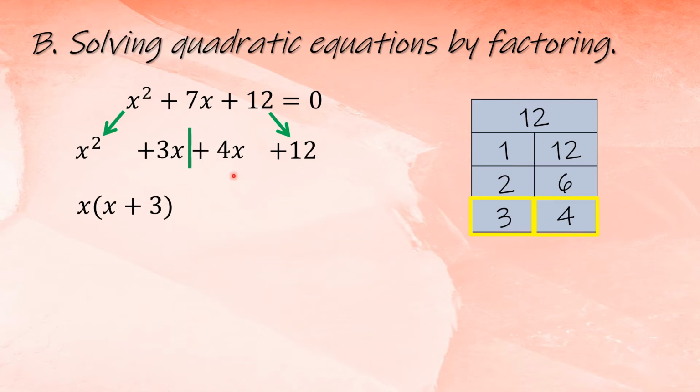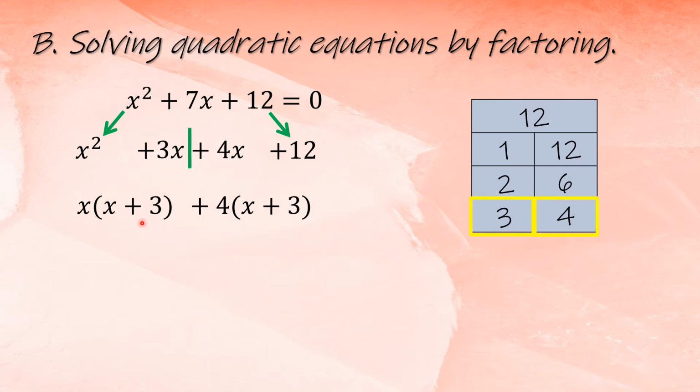Now, let us now find the factors of positive 4x and positive 12. The common factor of 4x and 12 is 4. Because 4 can be divided into 4, and 12 can also be divided into 4. So, the factors of 4x plus 12 is positive 4 times the quantity of x plus 3. 4 times x is 4x. 4 times positive 3 is positive 12. So, this is correct. Okay, as you can see, we have the common factor, which is x plus 3.